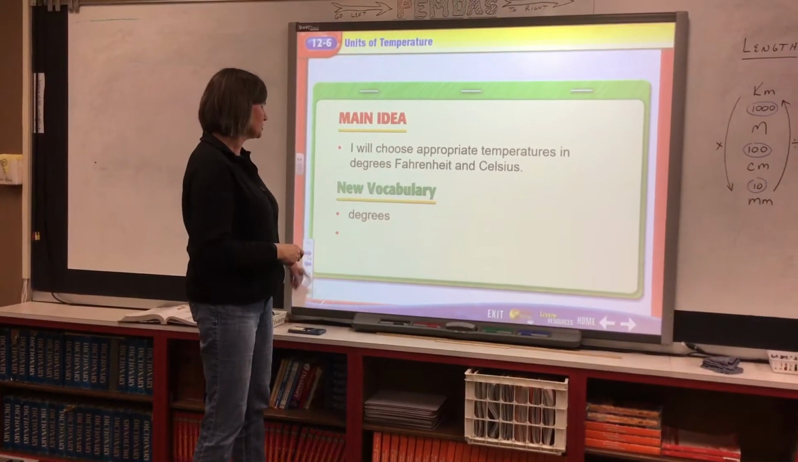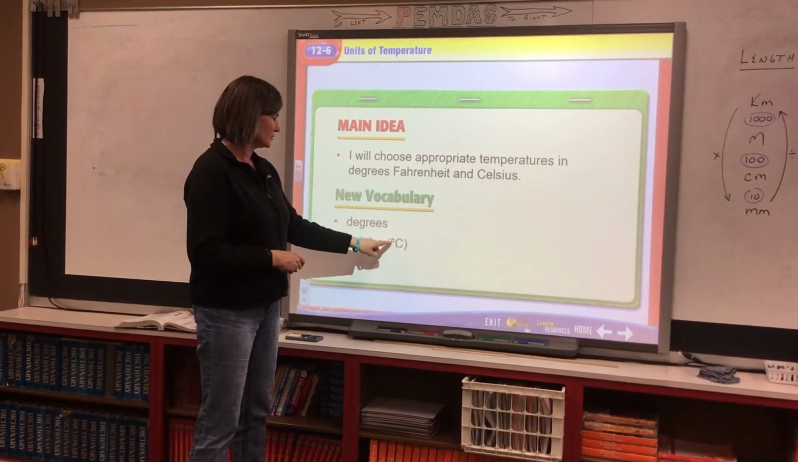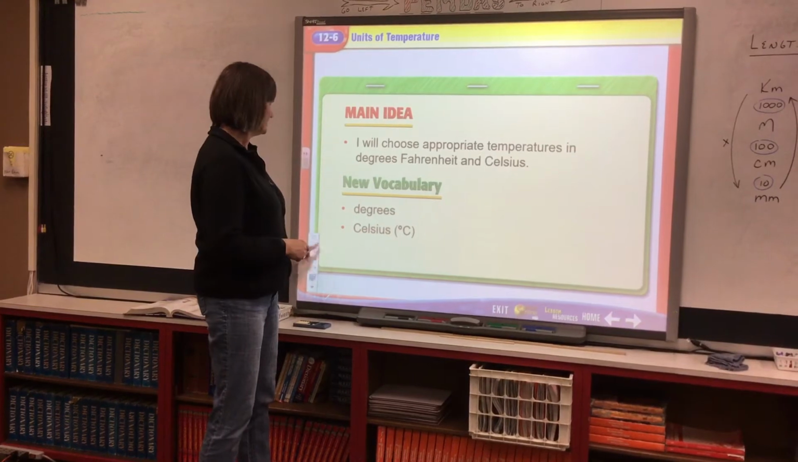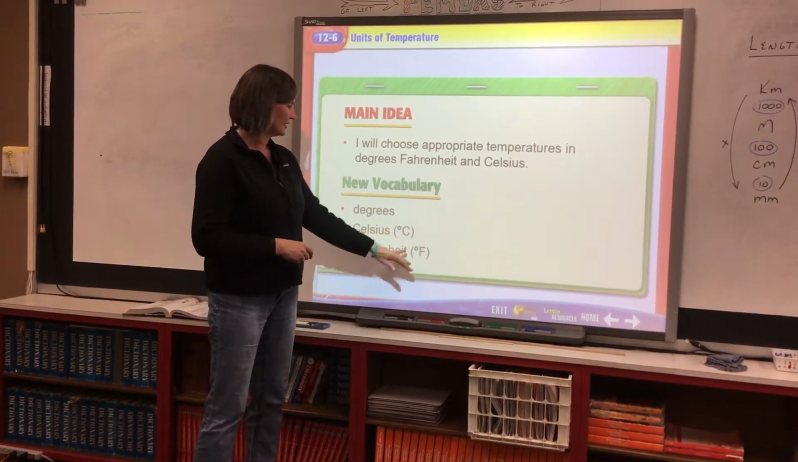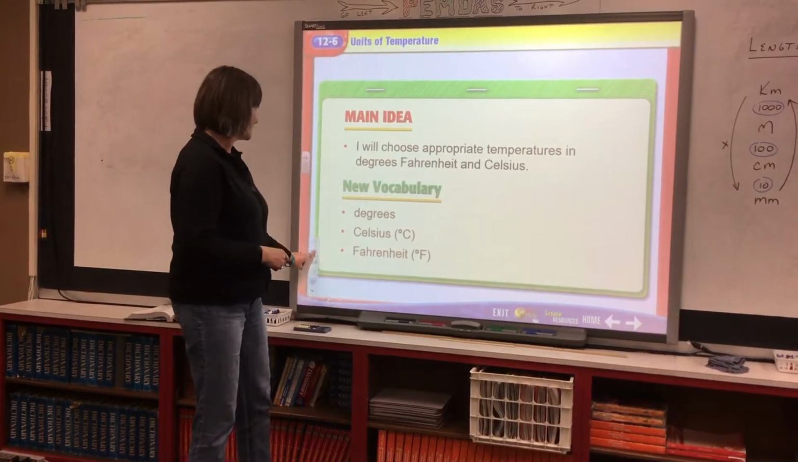So we're going to talk about degrees, and Celsius, which is abbreviated with this little circle right here, which means degrees, and then the C stands for the Celsius units of measurement. Then Fahrenheit, again degrees, and the capital F represents Fahrenheit.